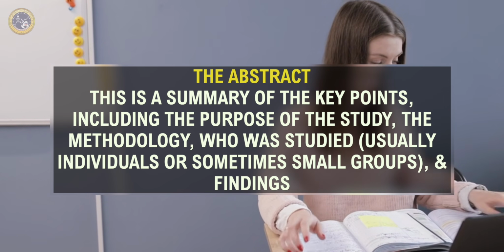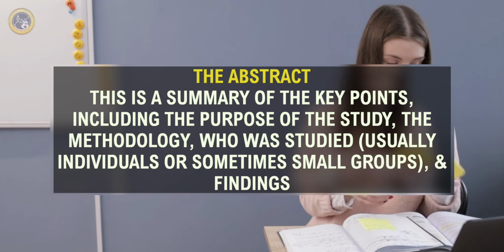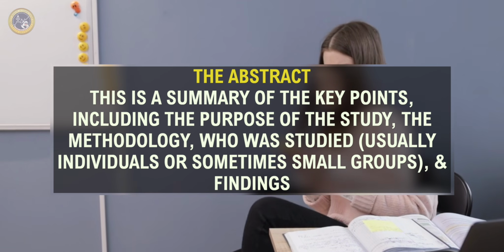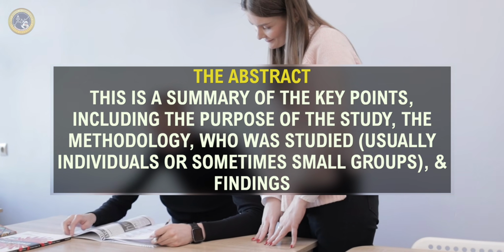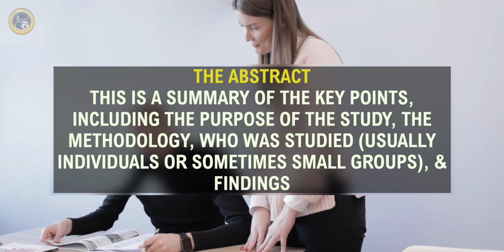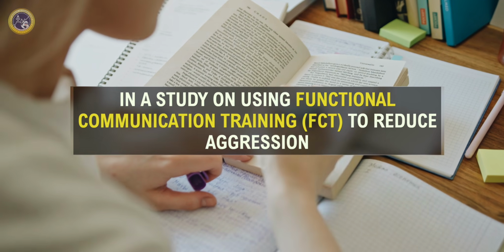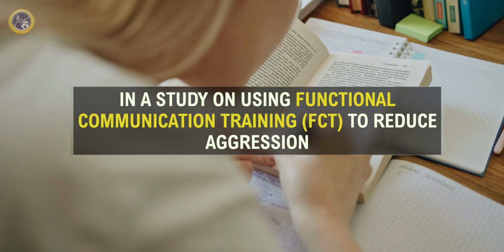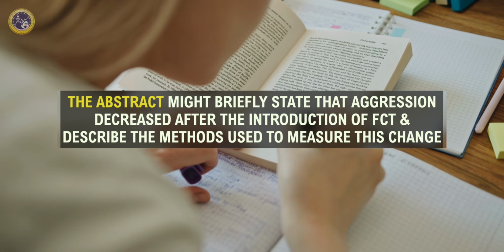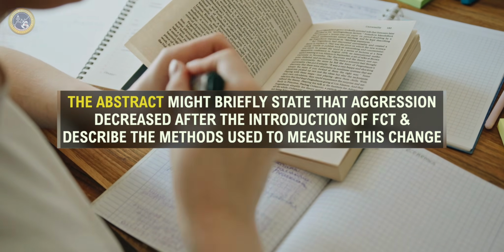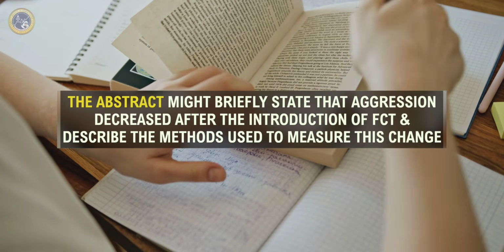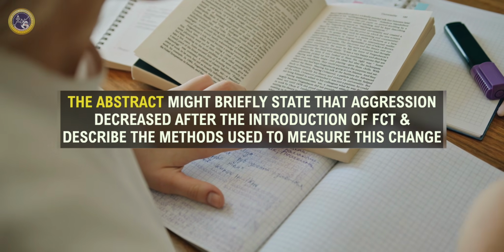First up, the abstract. This is a summary of the key points of the article, including the purpose of the study, the methodology, who was studied, usually individuals or sometimes small groups, and findings. For example, in a study on using functional communication training, FCT, to reduce aggression, the abstract might briefly state that aggression decreased after the introduction of FCT and describe the methods used to measure this change. It's a great starting point for understanding the study, but don't rely on the abstract alone.